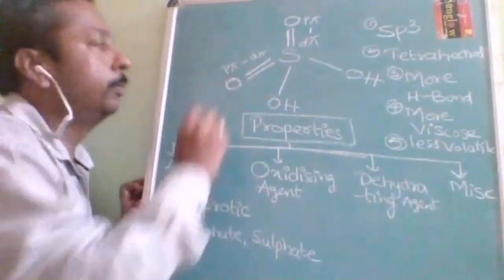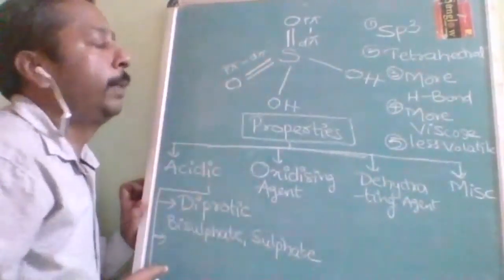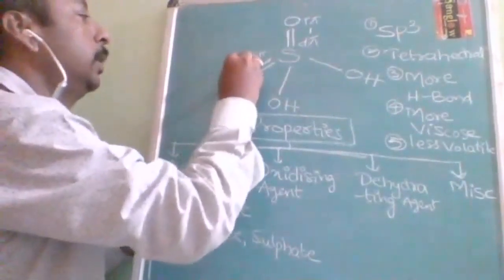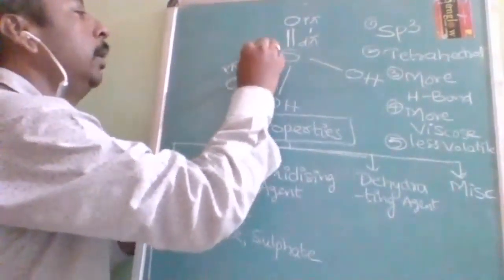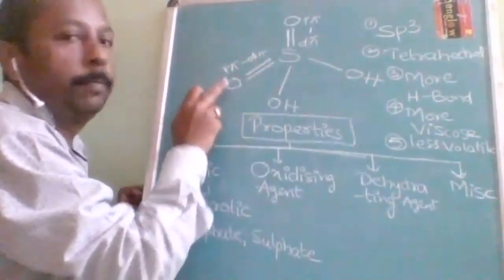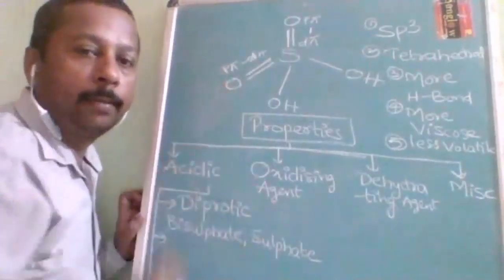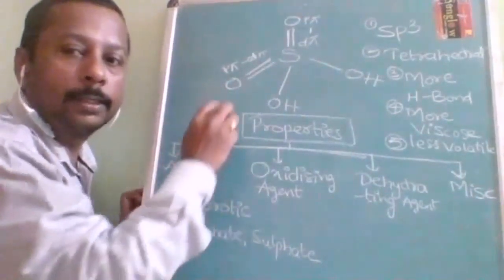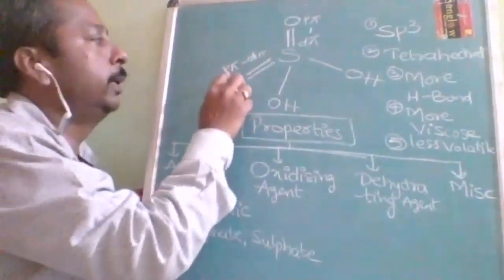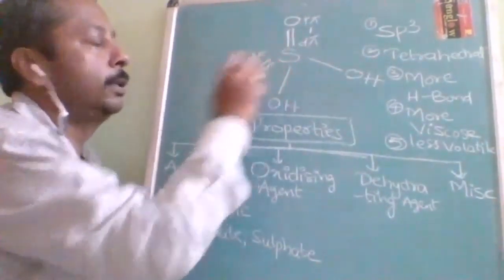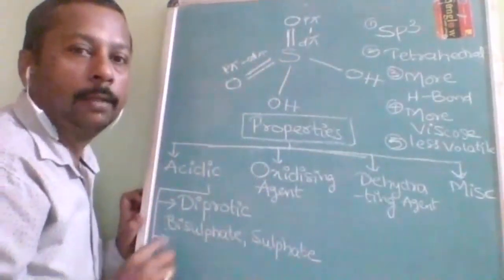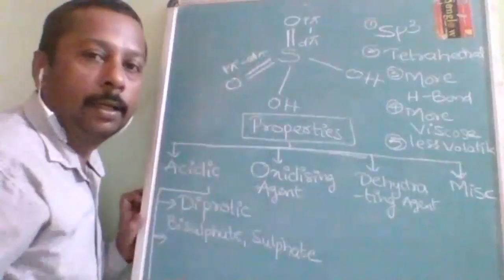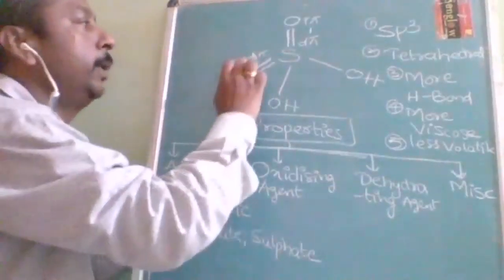So, p pi d pi. Here the type of pi bond is p pi d pi. There are 2 pi bonds and both of them are p pi d pi bonds. P pi means p orbital. For a pi bond, 2 orbitals should be involved. From the oxygen, it is the p orbital, and from the sulfur, it is the d orbital. From the oxygen, the p orbital is provided, and from the sulfur, the d orbital is provided.